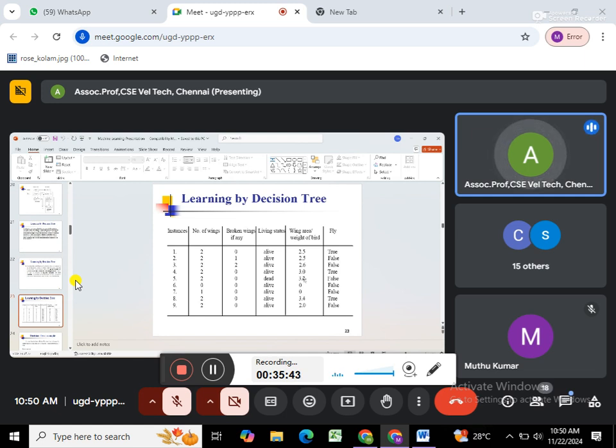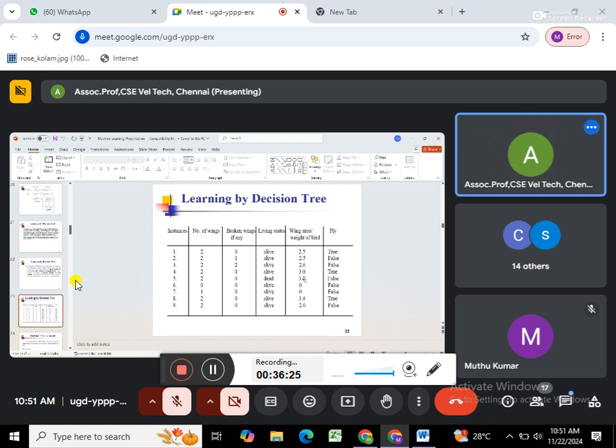The first instance, all is going on well. Second instance I am taking. Number of wings is 2, of course. Broken wings, one wing is broken. Even though the living status of the bird is alive, I have to check whether it is less than 2.5. Broken wing, only one, and the wing area by weight is more than 2.5 in the second instance, but only one wing is available. The bird can't fly. So this is also taken as an input condition. I am concluding that the bird fly is false, second instance.